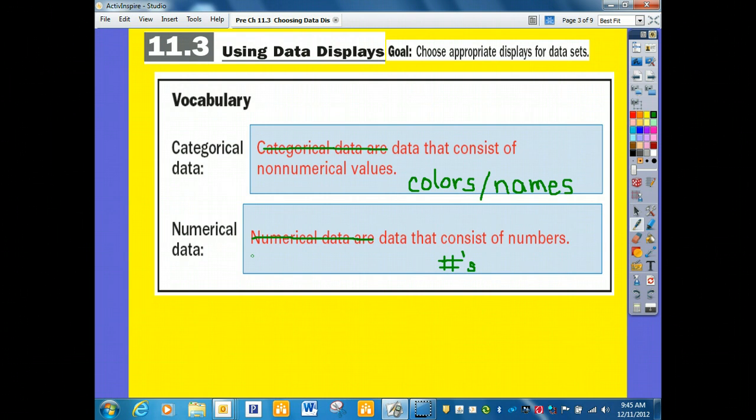Excellent. Now today we're going to talk about all that data. There are two types of data that we're going to talk about: categorical data and numerical data. And it's pretty obvious what each one is. Categorical, categories, duh. We're talking about data that consists of non-numerical values, like colors, names, types of animals. Numerical data is just what it says it is. It consists of numbers.